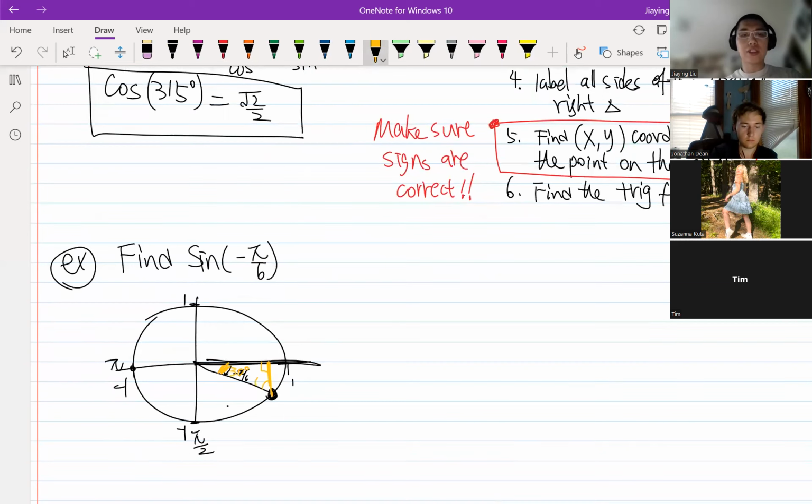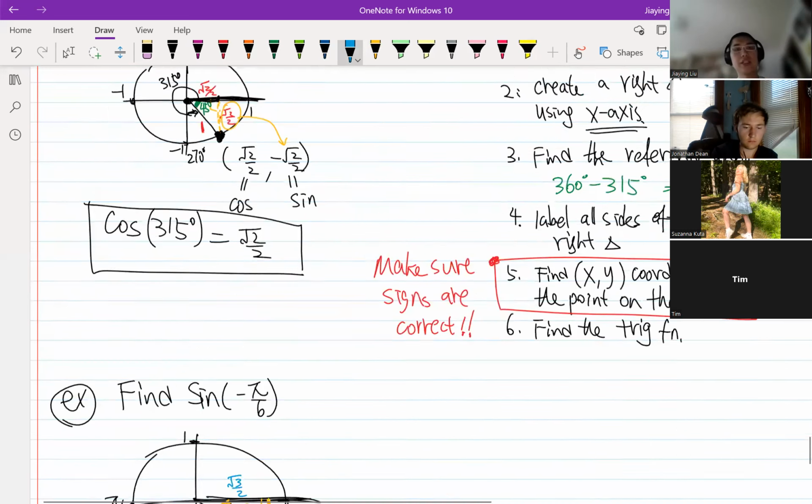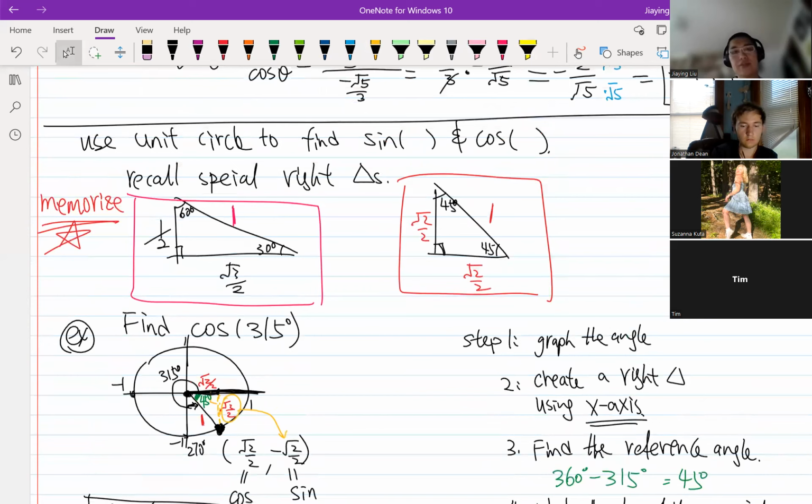So now we have a 30-60-90 special right triangle. This is 30. Hypotenuse is 1. The side opposite from 30 is going to be half. The side next to 30 is going to be root 3 over 2. So I have those three sides. If you remember the three sides of the special right triangle: hypotenuse is 1, the side opposite 30 degrees is 1/2, and the side next to 30 degrees is root 3 over 2.